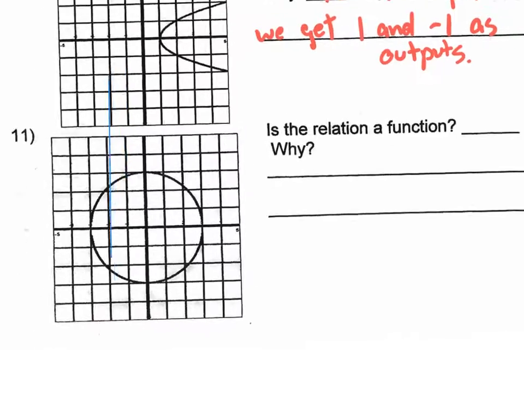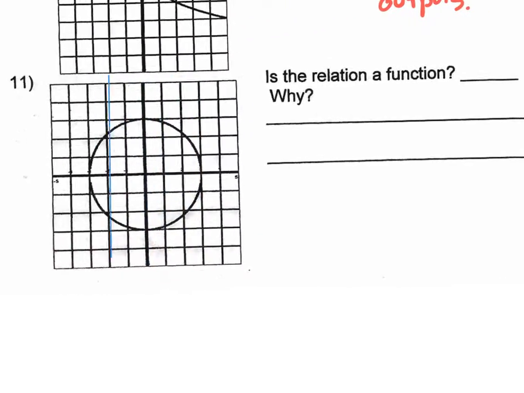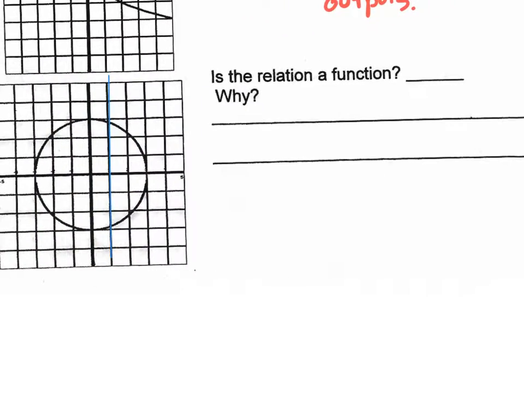How about this last one down here, the circle? Is that a function or just a relation? It's a relation. It fails the vertical line test. And I just realized that I did number 10, which was even. Whoops. So this one is a relation. Fails vertical line test. Let's flip this over to the back side.